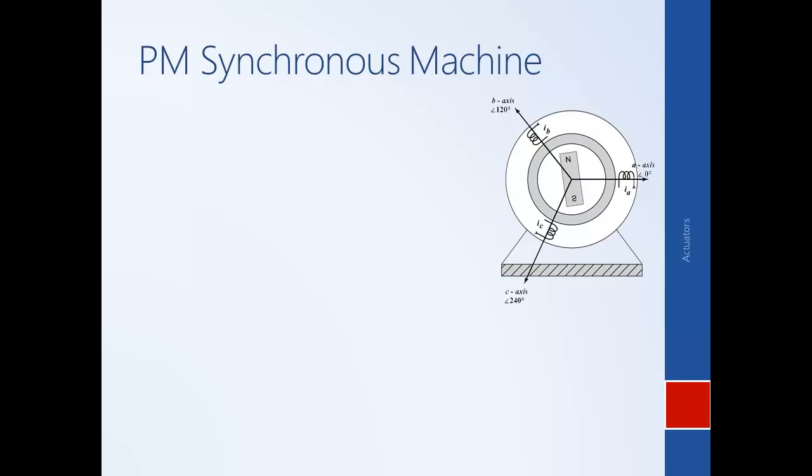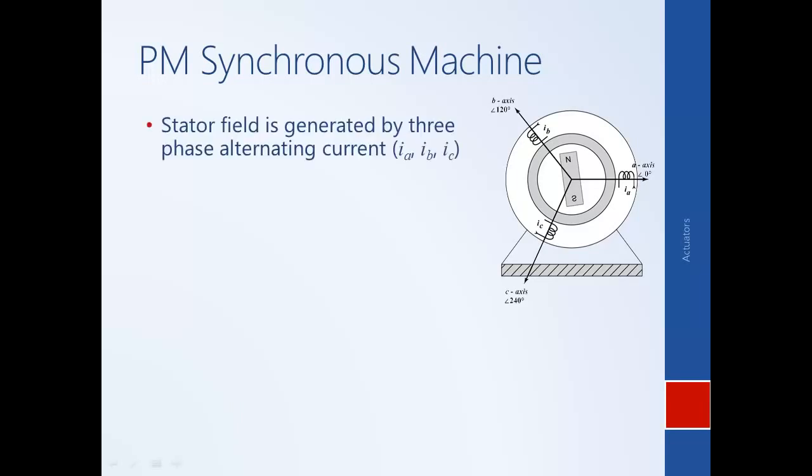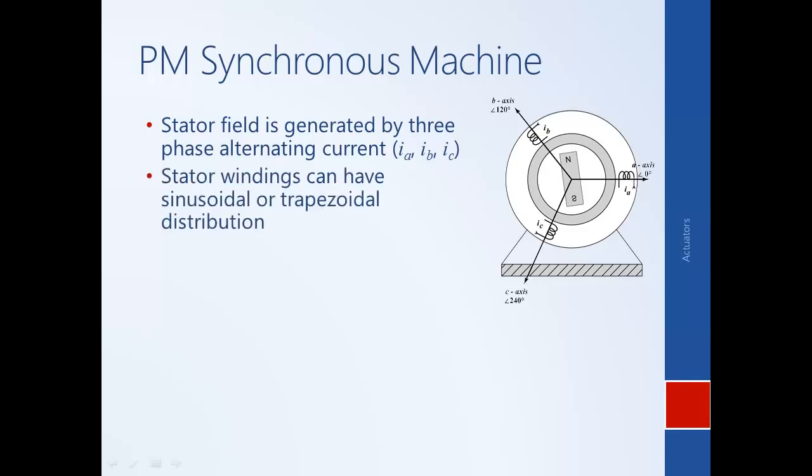So here again is a picture of this type of motor. The stator field is generated by these three-phase alternating currents. And even though in this picture the phases are concentrated in these three locations, in general the windings are distributed around the outside of the motor in order to get better torque properties and reduce cogging. But again, the windings may be distributed either sinusoidally or trapezoidally.